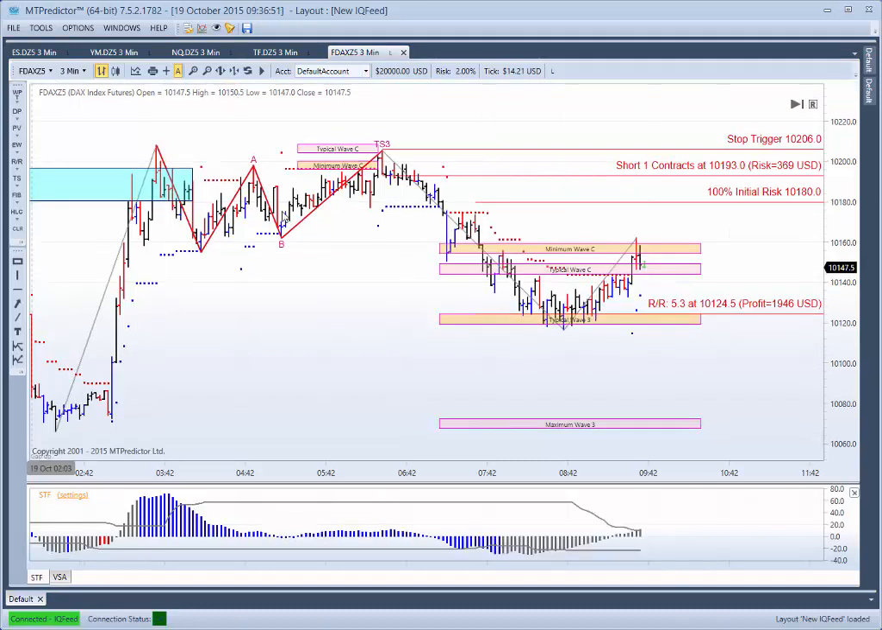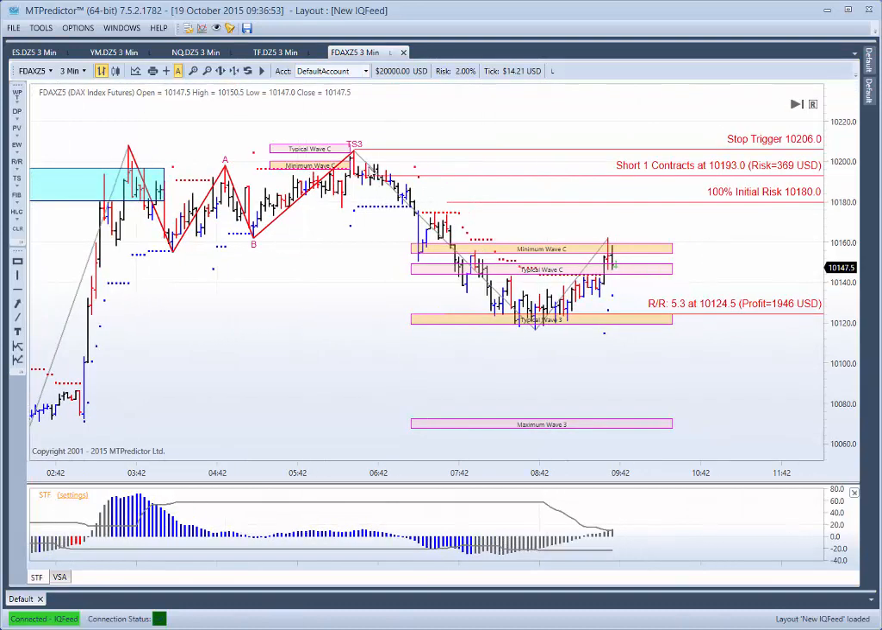If I turn training mode off, you can see this is what the DAX has done. It declined down here very nicely and made a low pretty much at the typical wave 3 WPT, where this profit would be available. So that's why I like the Holy Grail trade setups, and it's one of my favorite trade setups in the MTPredictor software program. In fact, it was the reason that I designed MTPredictor in the first place, pretty much 14 years ago, was to catch this wave 3.